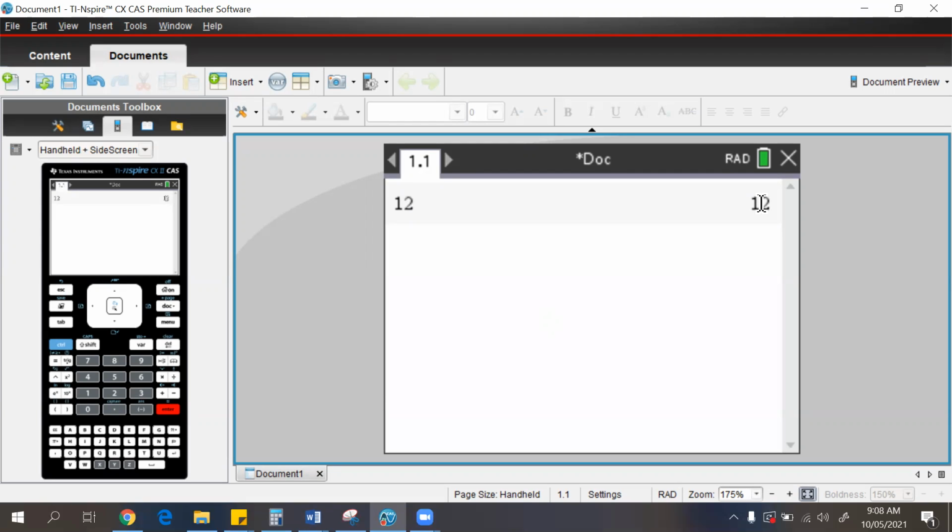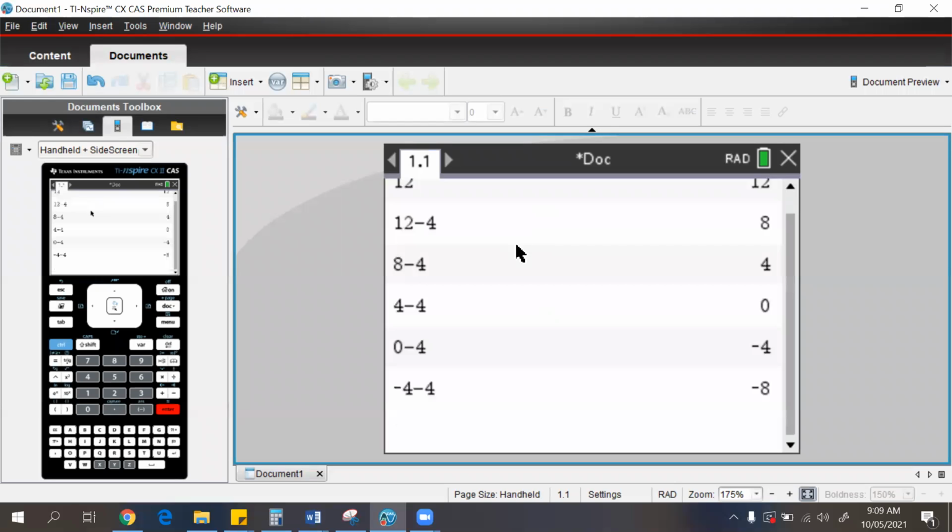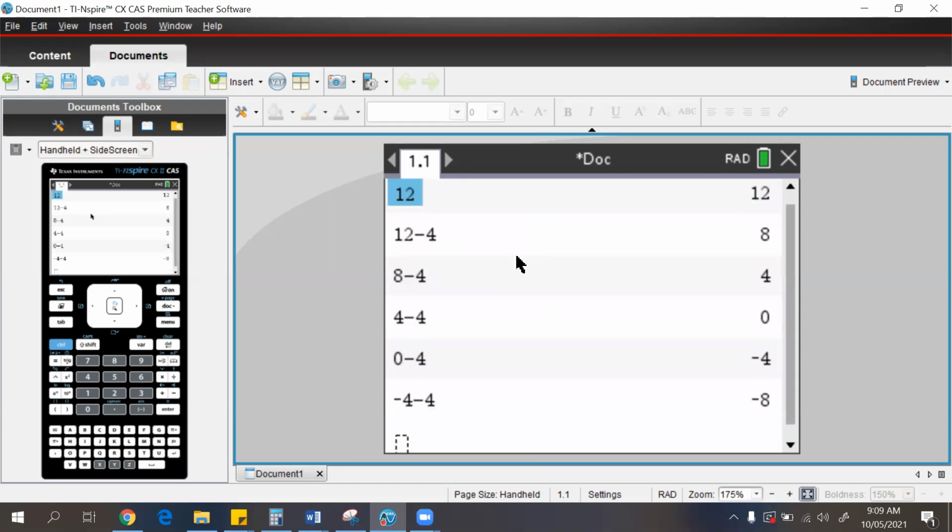And then you put in whatever the operation is. You need to follow the order of operations. So you do take away, because we are taking away 4. So you take away 4 and then enter. So second term, third term, fourth term, fifth term, sixth term. So you got all the 6 terms.